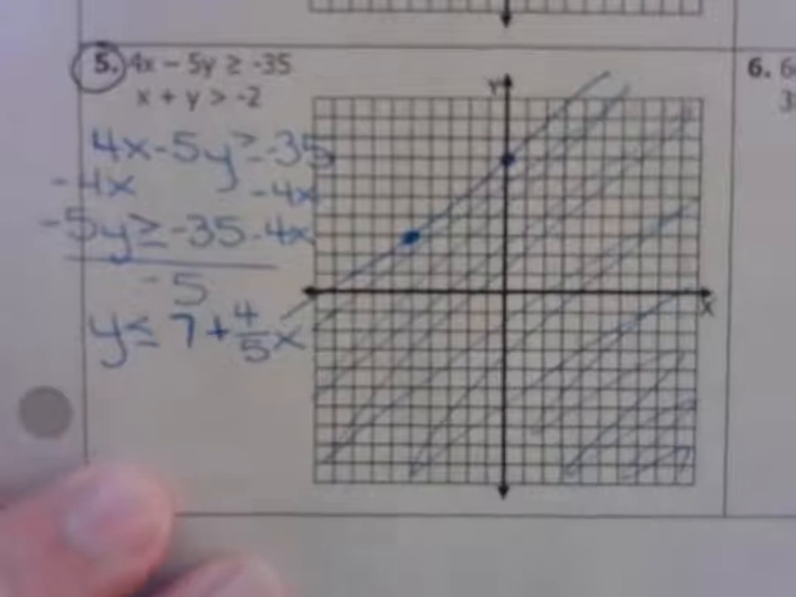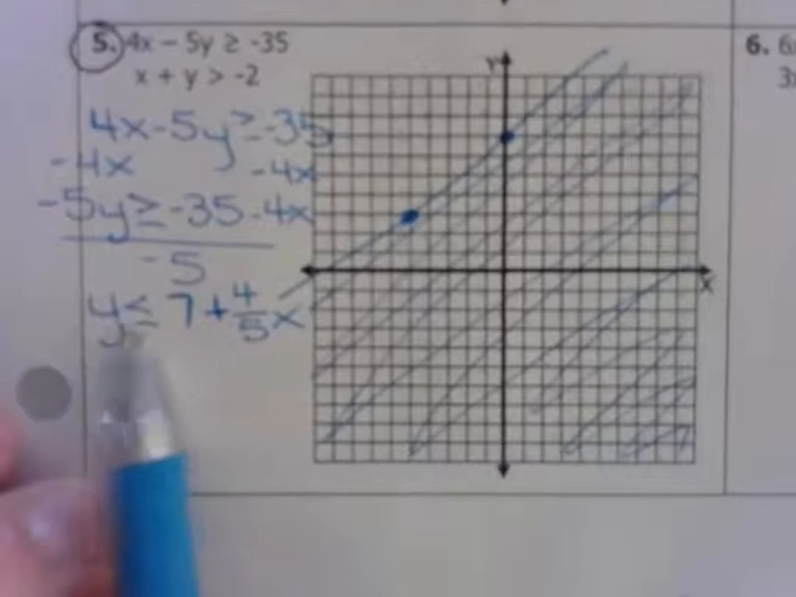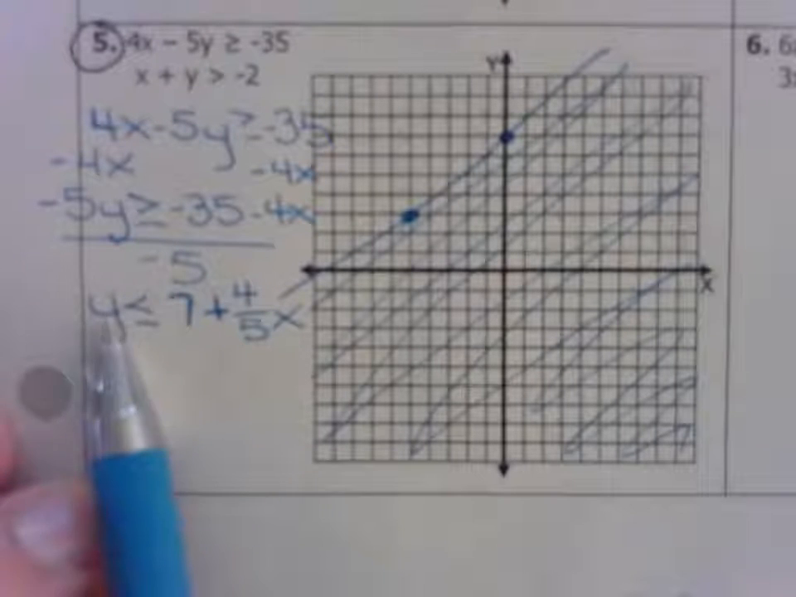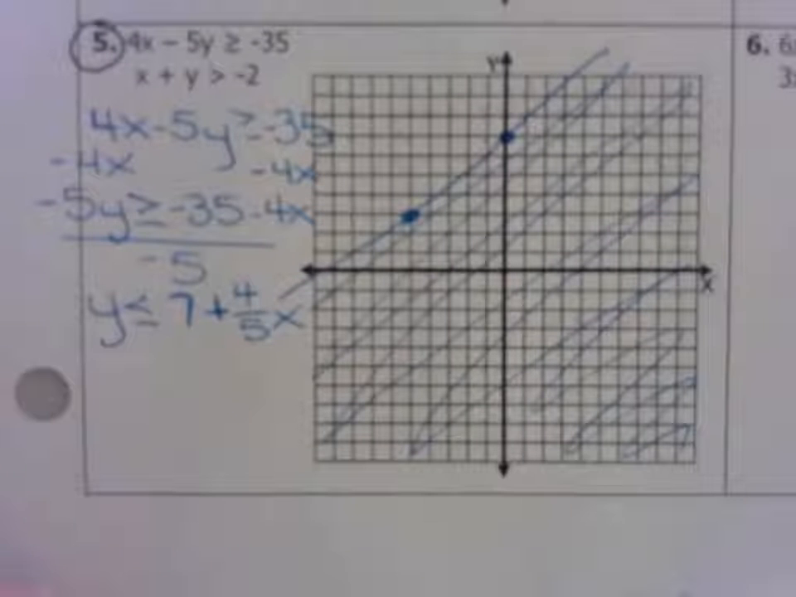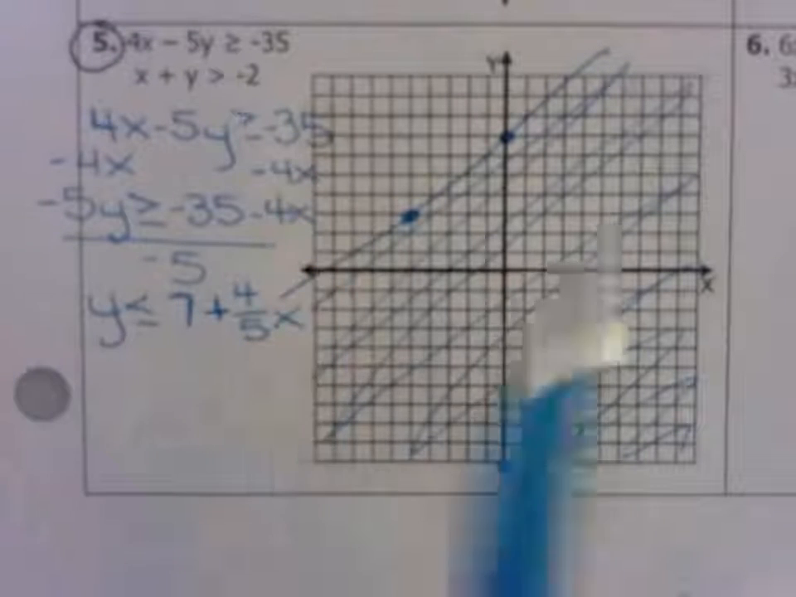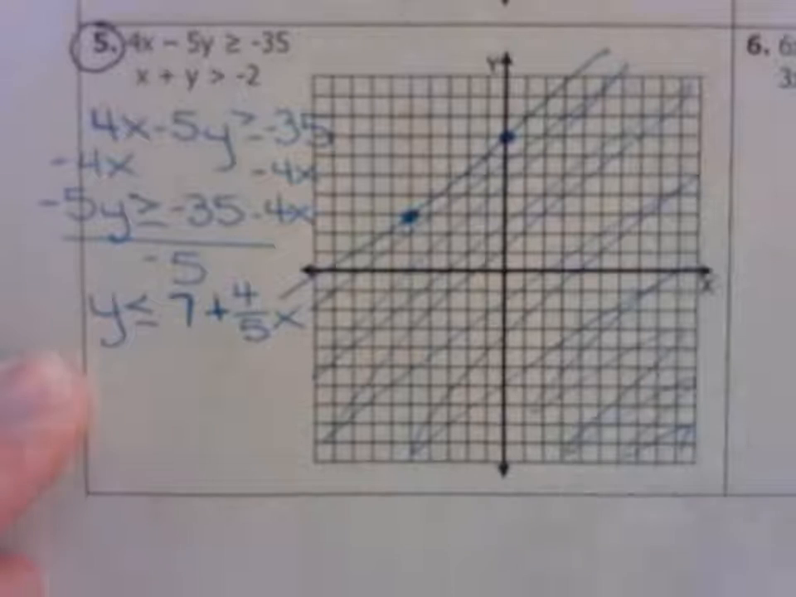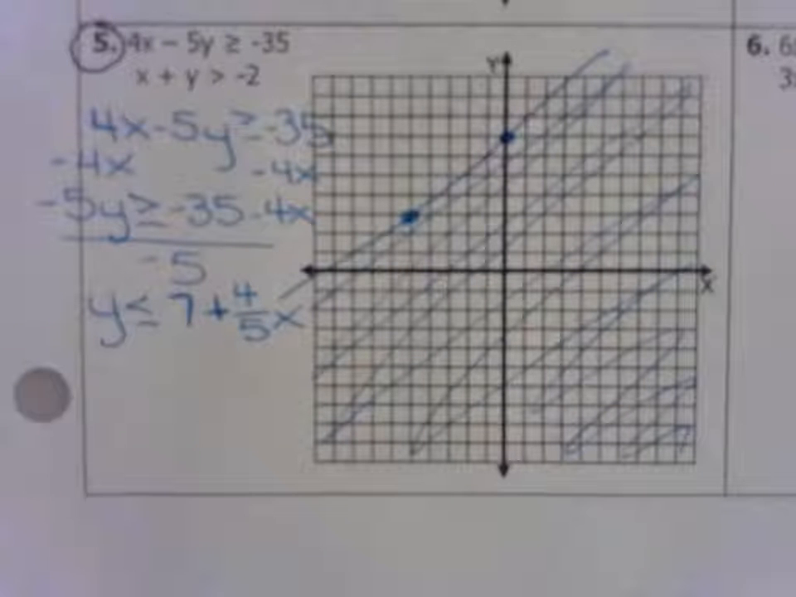Boy, I'm so confused. What? You have to look at the inequality where Y is by itself. Y is less than, so you shade below it. No, you don't do left or right. If it's less than, you always shade below. Alright, so if it's less, you shade below, and greater.